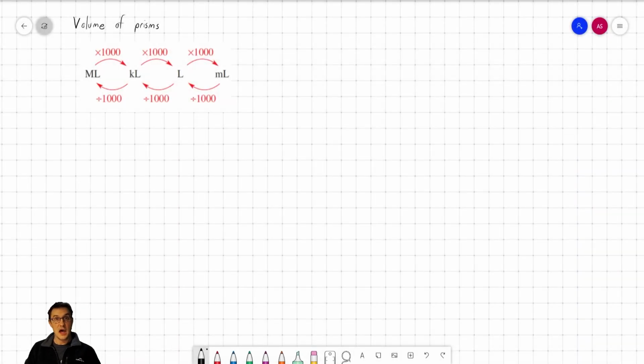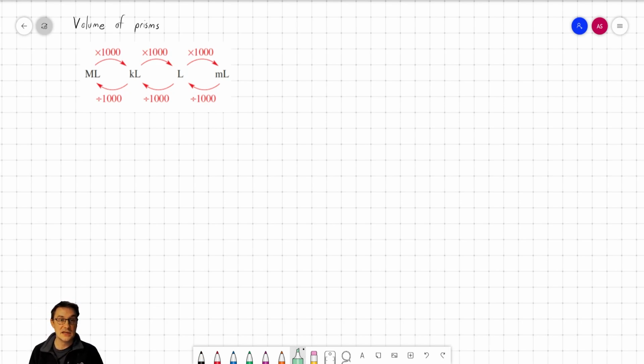Amazing people. We're looking at volume of prisms, and in particular, what we're looking at is capacity now. Capacity is often where we use measurements which are based around liters. This might be useful, for example, for a jug of milk or a jug of water. Now, in this case here, we have these units which we use to convert it.